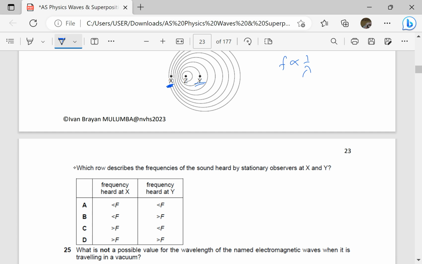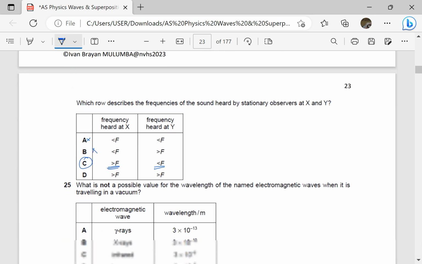So let's see. X less than, that is not true. X should be greater, so we remain with C and D. Then F towards Y, it should be less. So the answer is going to be C. Towards X, it is greater than F. Towards Y, it is less than F.